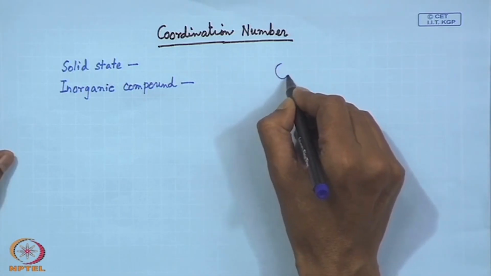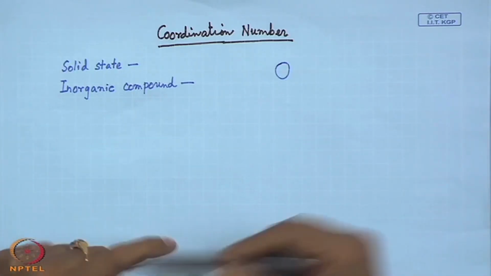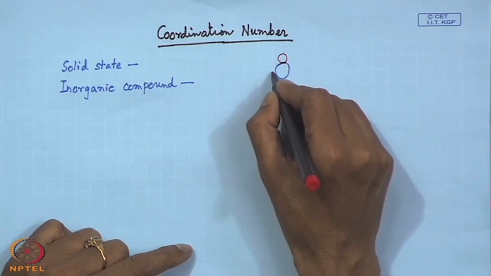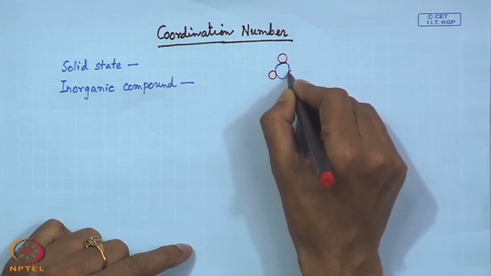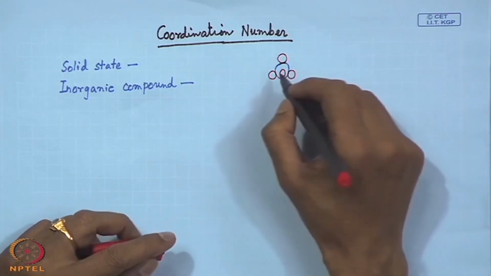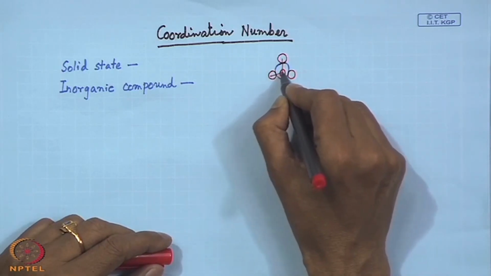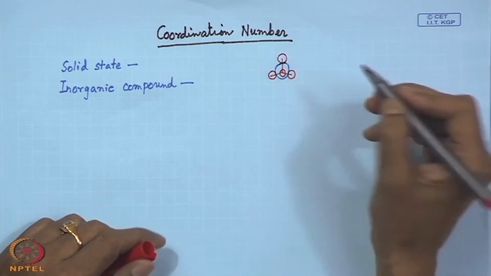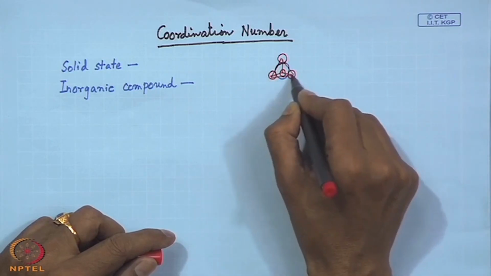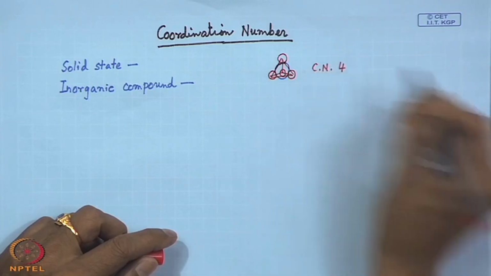So in solid state, what we find is that if a particular center is attached to some more like this one, where the central bigger one is attaching to 4 such species in a typical tetrahedral geometry, then we can consider that this has a coordination number of 4.